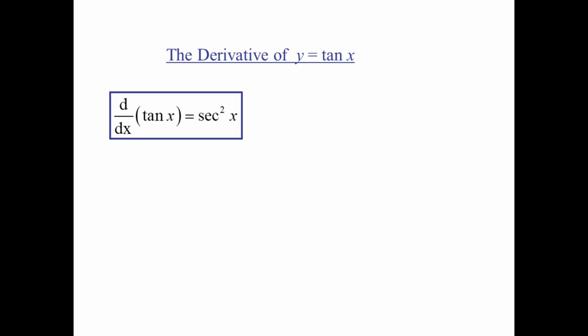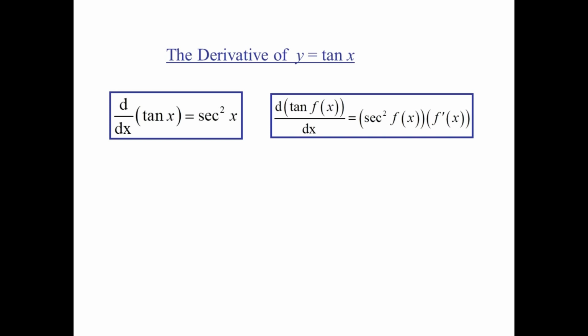Let's take this opportunity to collect up some of the derivatives that we've established this unit. We've got the derivative of tan x with respect to x is secant squared x. And so the derivative of tan of f of x by dx is the secant squared of f of x times f prime of x. We're getting used to this. This is an instance of the chain rule.